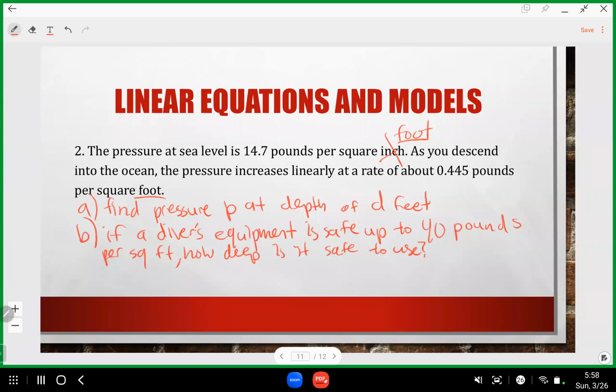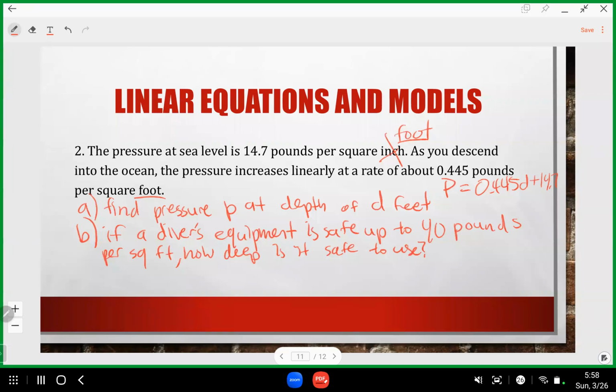Okay, so this is quite easy. The pressure is just going to be equal to 0.445 times d, which we can say is the depth, plus the already initial pressure at 14.7. That is it.